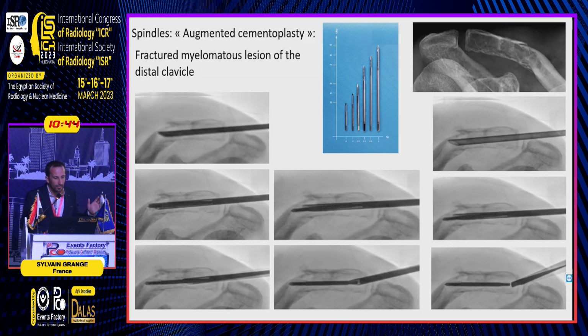Spindles, it's between cementoplasty alone and cemented screw. Spindles are injected directly inside the trocar after a little injection of cement, and thanks to the bone filler, we can carefully push the spindle and the cement and remove the trocar in order to just leave in place the spindle and the cement.